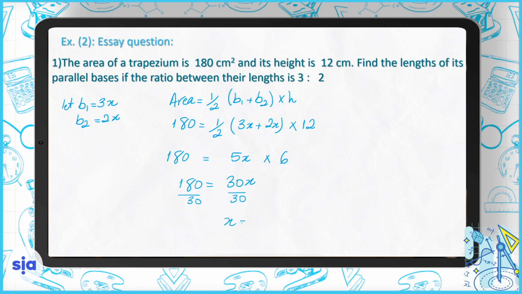so x equals 6. To find the length of each base, we're going to substitute x by 6. So B1, 3x, would be 3 times 6, which is 18 centimeters, where B2 is 2 times x, which is 2 times 6, which is 12 centimeters.